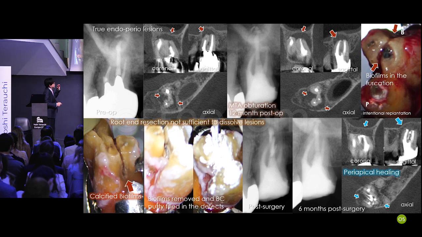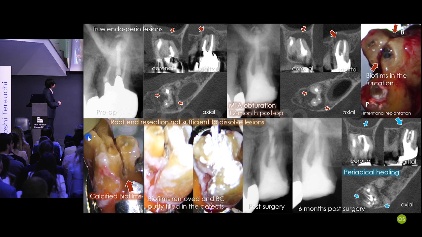Then instead of just scaling the root, I did intentional tooth replantation, because you see a very small gap between the mesio-buccal root and distal buccal root. You see the small space. And I saw calculi on the root. So that's why I found it impossible to remove calculi from the small spaces between the two roots. So I did intentional tooth replantation.